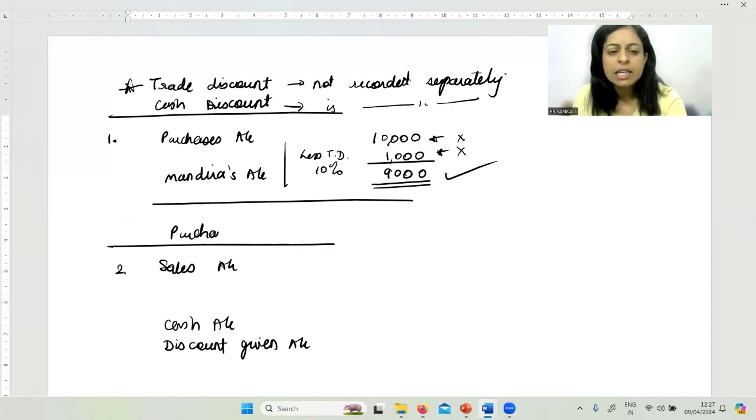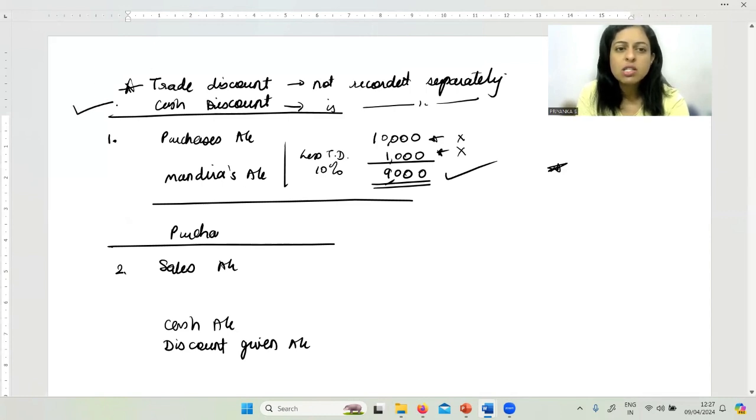Why am I taking discount account separately and not directly subtracting like in the earlier example? In that example, I directly subtracted and I wrote 9,000. In this example, why am I taking discount account separately? The reason is because this is cash discount. If you see here, cash discount is recorded separately. So I will have to record discount given separately.